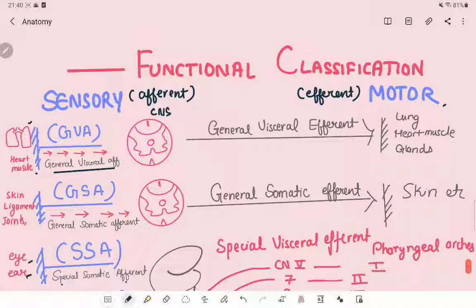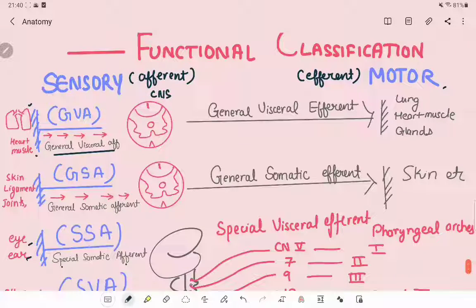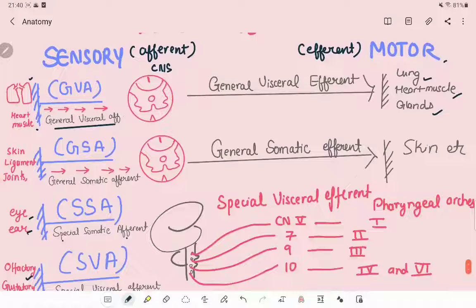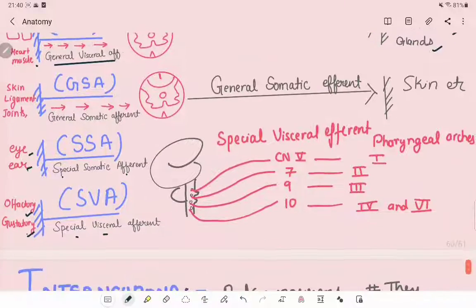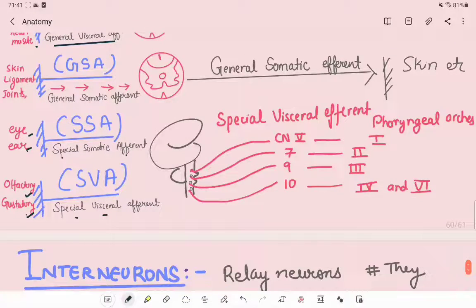The next is the classification of the motor neurons. The motor neurons, again, can be classified as general visceral efferent neurons, the neurons which take the information from the CNS to the general viscera of the body, for example the heart, the lung, and the glands. The next category is the general somatic efferent neurons, which take the information from the central nervous system to the skin and the superficial aspects of the body. And there is one more important category, the special visceral efferent neurons. They are the cranial nerves which give information to the pharyngeal arches, which are present in the embryonic stage.